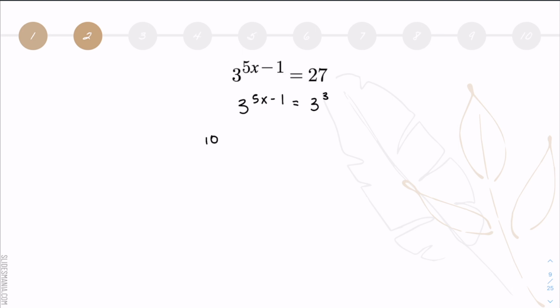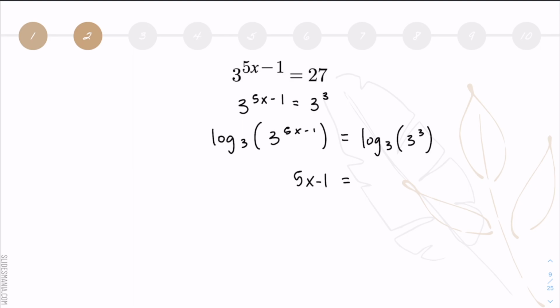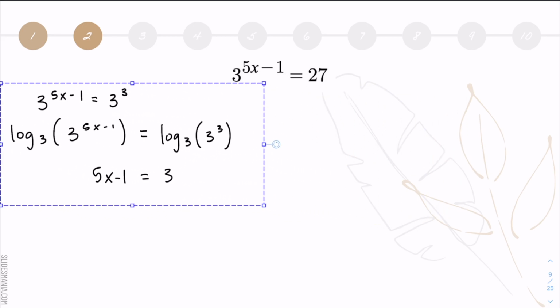And then when you take log base 3 of both sides, let me write this out. This is a step we can eventually do in our heads. Then we know it's just 5x minus 1 equals 3. Okay, so that is one path we could take here.